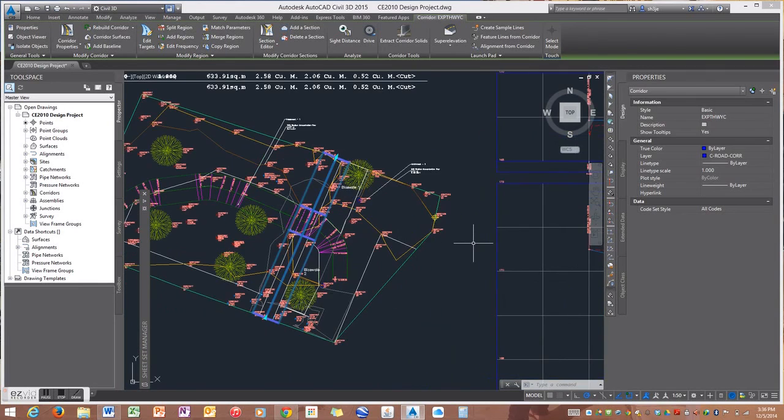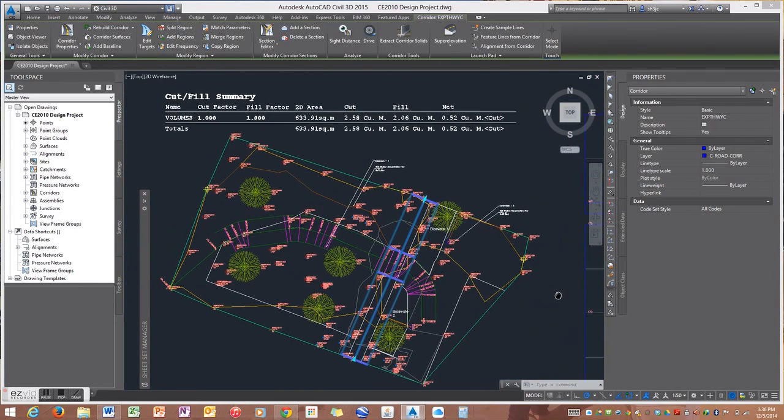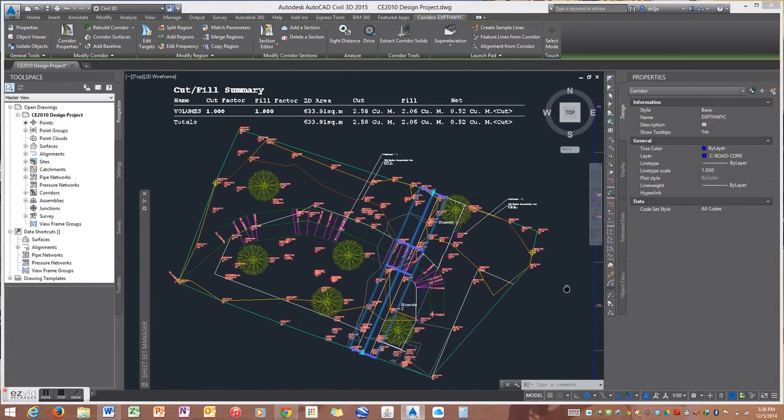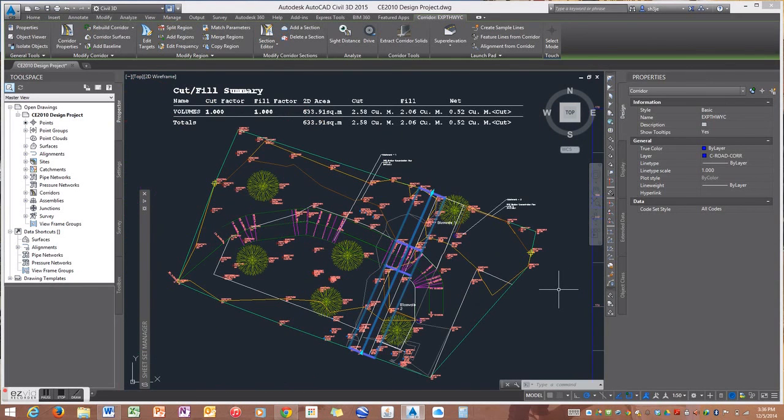So that is my design solution. Again, a low cut fill, addressed all three project goals, and kept the budget and time constraints to a minimum.